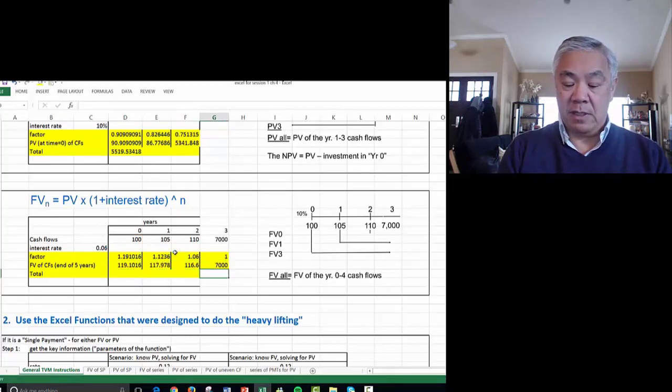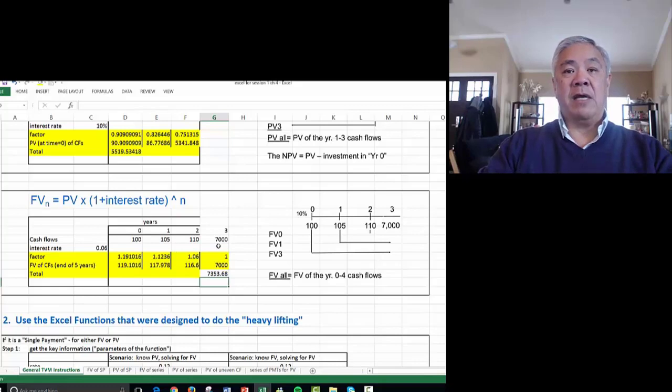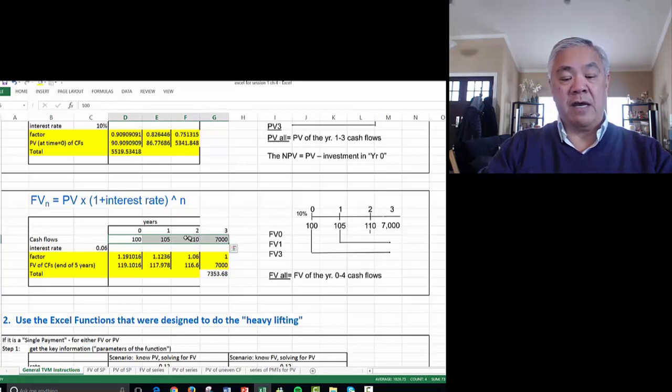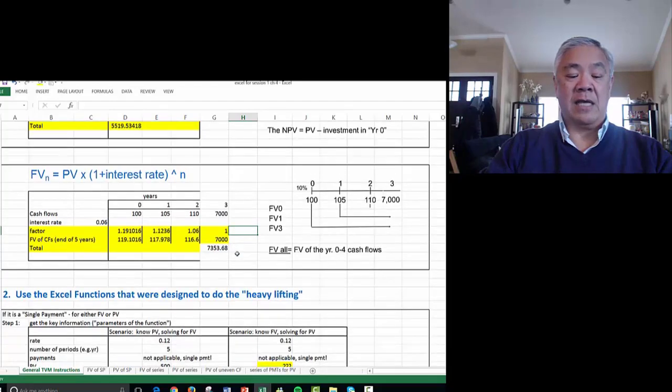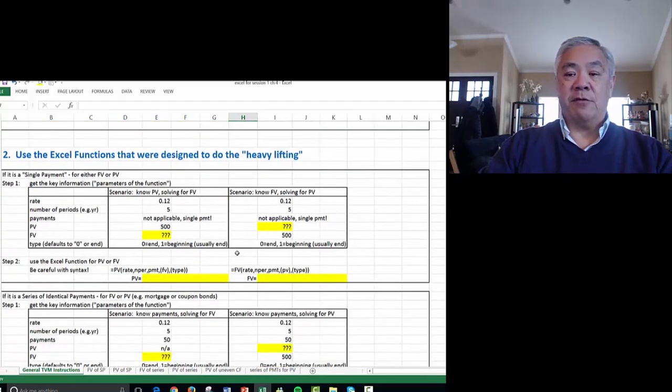And the total cash flow equals the sum of the series, and that's 7,353 and 68 cents. So if we put in this cash flow stream of 100, 105, 110, 7,000, at the end of year 3, we would have 7,353.68. All right, so that is using the future value formula in order to handle cash flows. Those are using formulas.